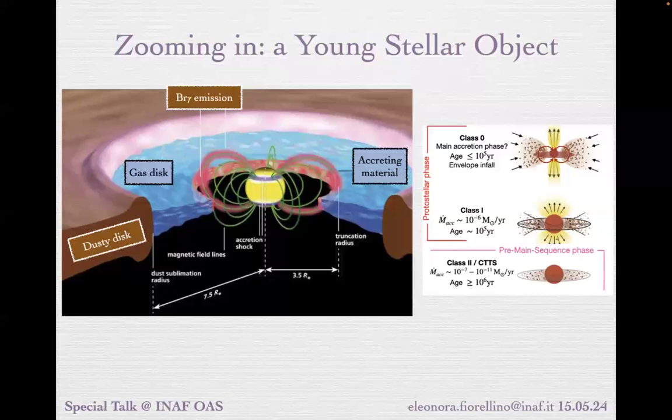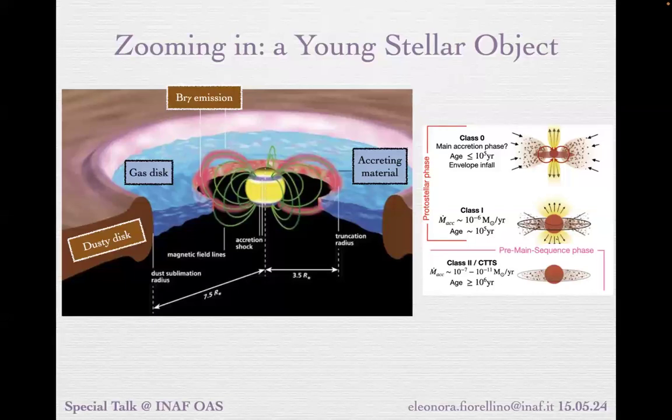Zooming in on how a young stellar object is formed and how it behaves, there is a forming object. Of course, this is the simple scenario when we only have one object. There could be binary or multiple systems, but let's go with the easy scenario. Then there is a gas disk, a dusty disk, and all of this is inside an envelope. At least at the very beginning, there is this strong envelope.